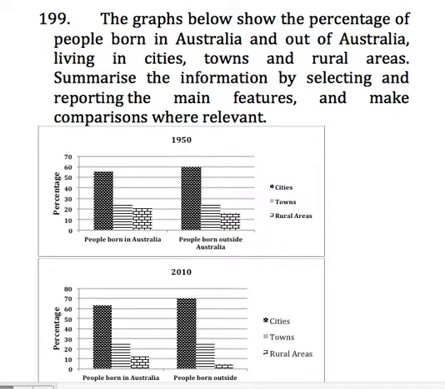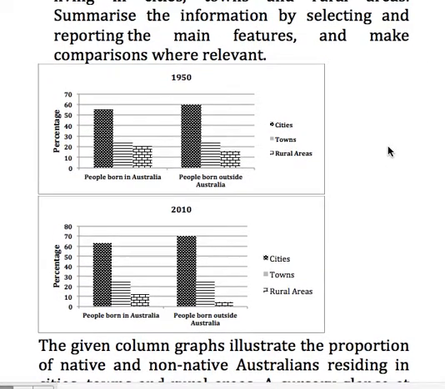The graphs below show the percentage of people born in Australia and out of Australia living in cities, town, and rural areas. Summarize the information by selecting and reporting the main features and make comparisons where relevant. So here you can see there are 2 years given, 1950 and 2010, and people born in Australia and out of Australia living in cities, towns, and rural areas.